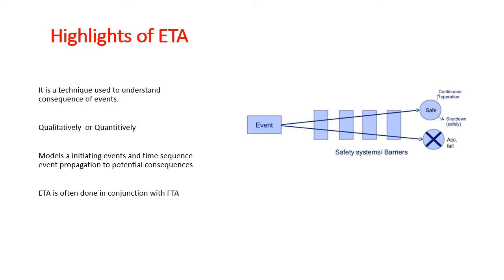Another thing we need to understand here is that event tree analysis is often done with fault tree analysis. Fault tree analysis provides the causes of the failure or the causes of the undesired events. In combination, FTA and ETA actually provide the bow tie diagram. To know more about the difference between fault tree analysis and event tree analysis, I have a different lecture. I will provide the link below.